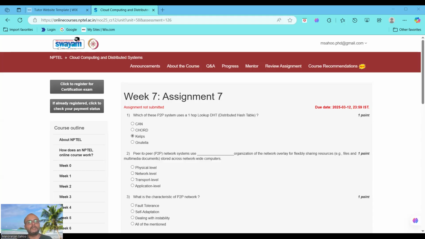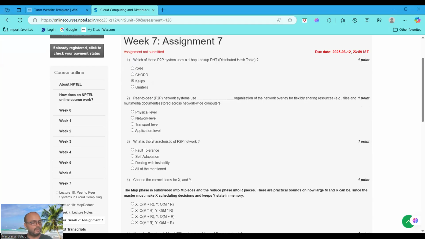So what about Calypso? Calypso is designed for one-hop lookups by maintaining a global view via gossiping, where each node knows all other nodes, sufficient for single-hop resolution. So Calypso is known for its one-hop lookup efficiency. Okay. Now, the correct option is option C. Moving to question number 2.